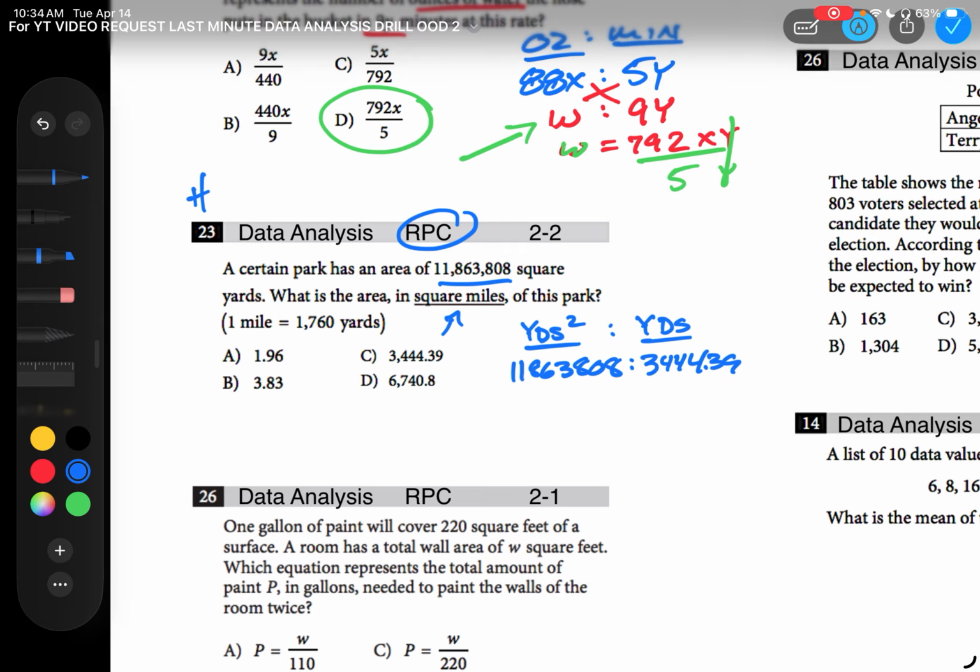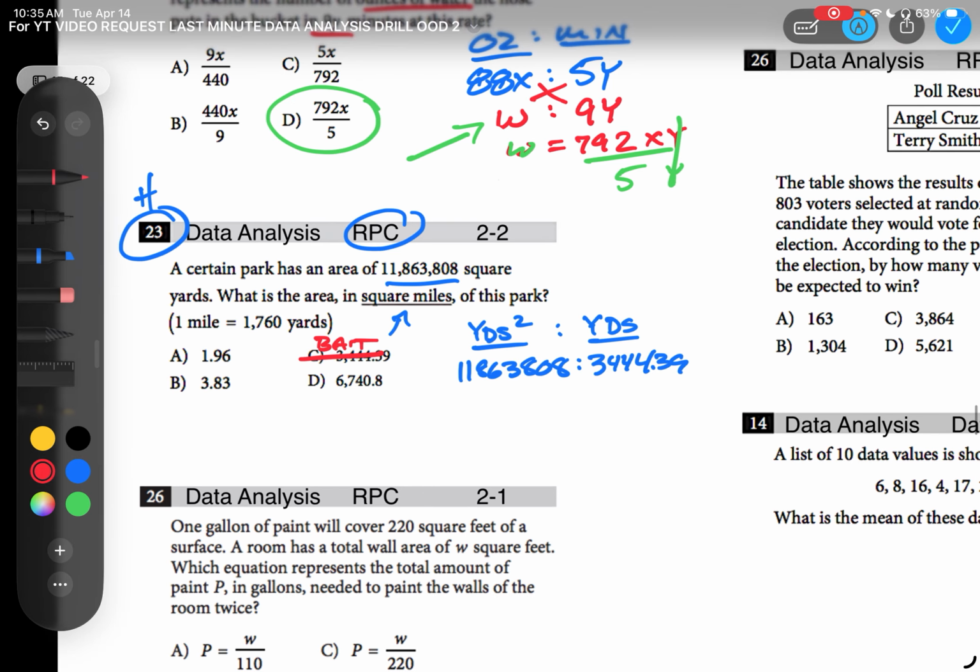They didn't give me the yards because this is question number 23. They're not going to tell you everything directly like they do with questions 1 through 9. So I'm putting down my yards. So I figured out the square root of 11,863 is going to be 344.39. Notice answer choice C. That is bait. They want you to jump all over that, but you haven't completed the question yet. We still have to figure out what it is in square miles.